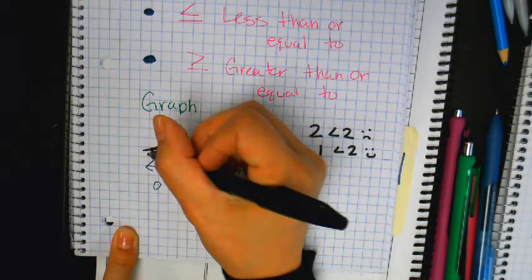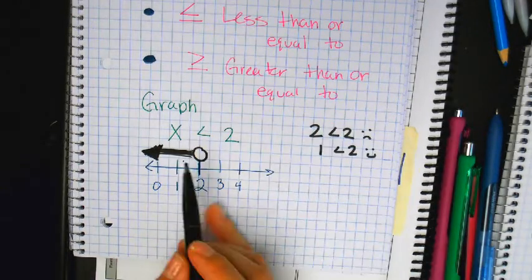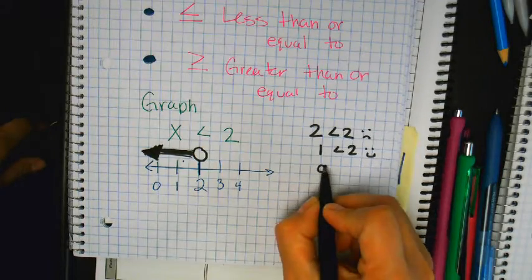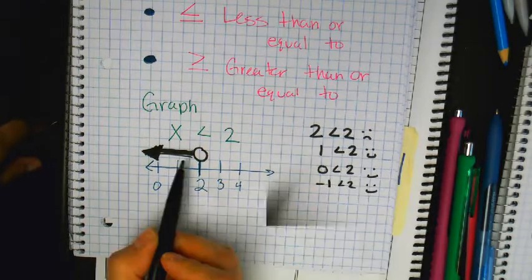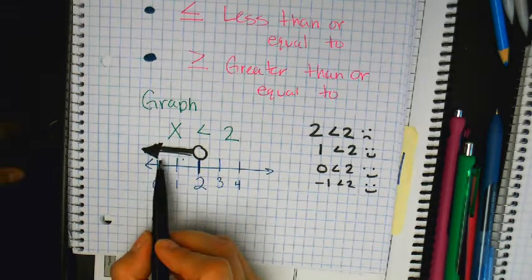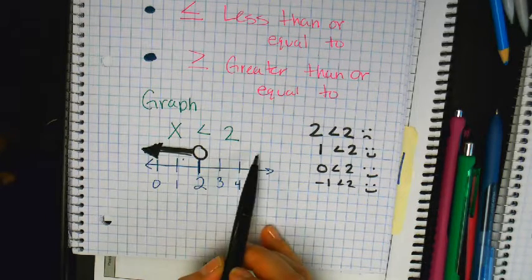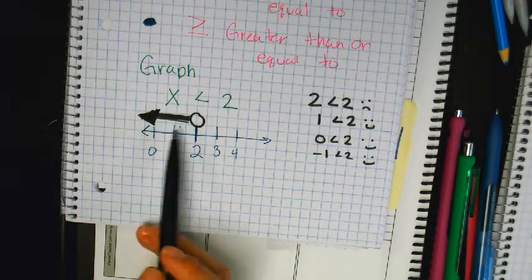We are going to shade in the direction of our answers. Our answer could be 1. Our answer could be 0. Our answer could be negatives. All of these numbers to the left are possible answers. Numbers to the right are not, so we don't shade to the right. We can only shade to the left.